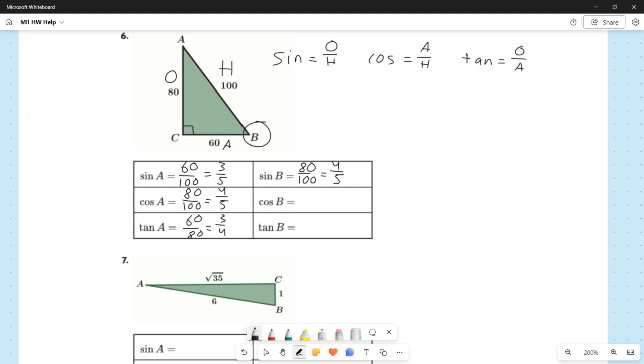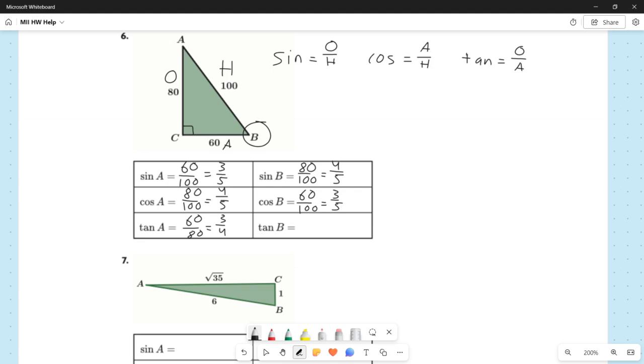For cosine, the definition for cosine is adjacent over hypotenuse. The leg that is adjacent to B is 60. My hypotenuse, as always, is 100. And my GCF is 20, so this becomes 3/5. And again, notice a pattern here that seems to be developing between sine and cosine of angles A and B.